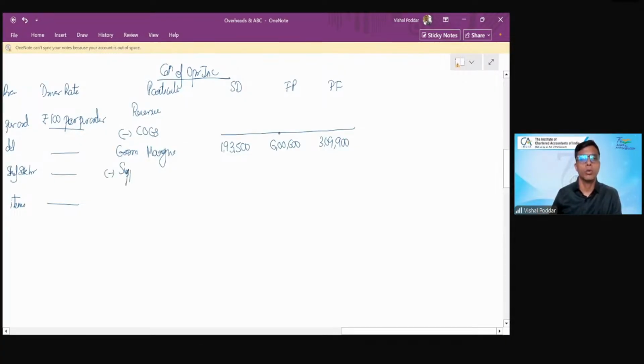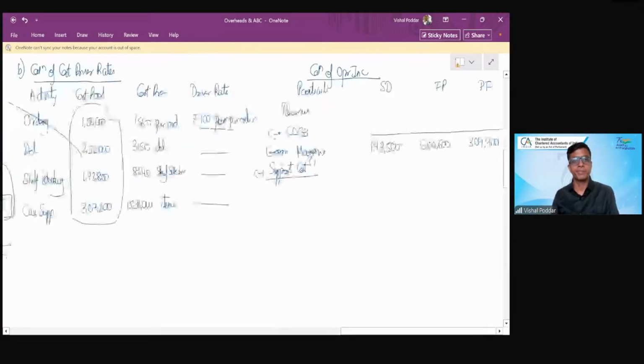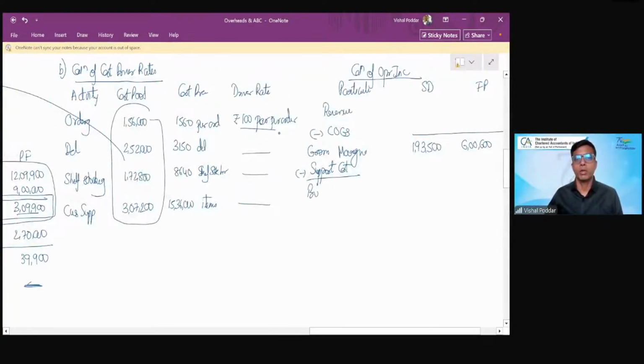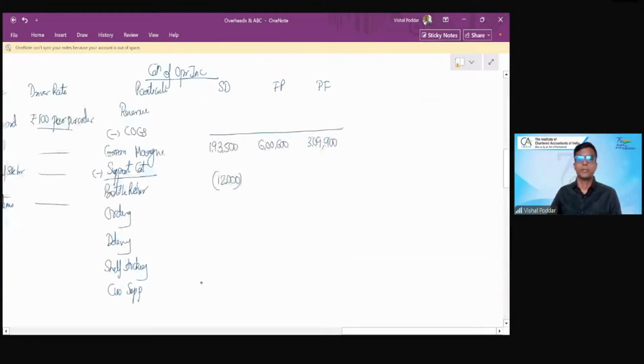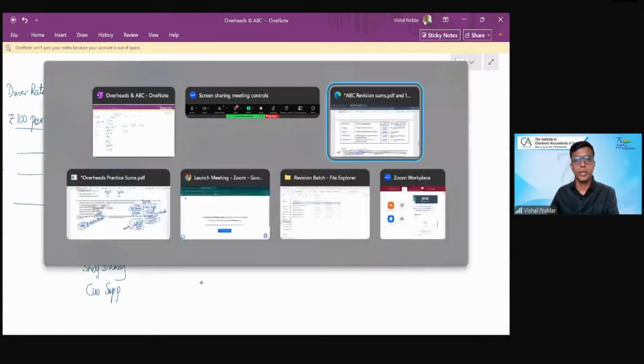Now the overheads, that is the support cost. These would be charged using these. So first you have the bottle returns, which is only for soft drinks. Then you have these other ordering, delivery, shelf stocking, and the customer support, right? Now you'll charge it using the data given.